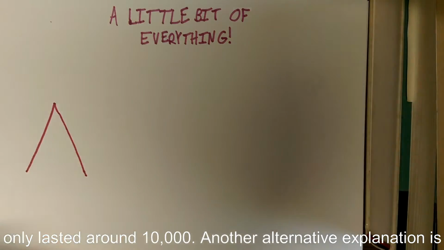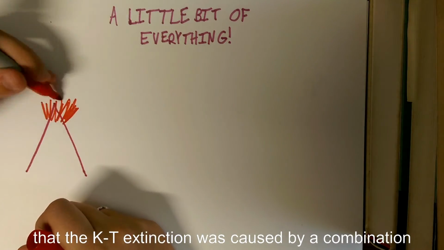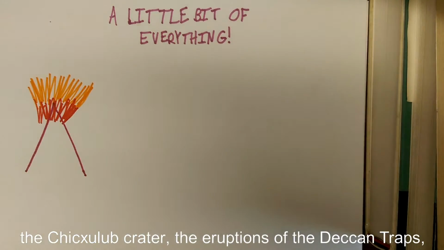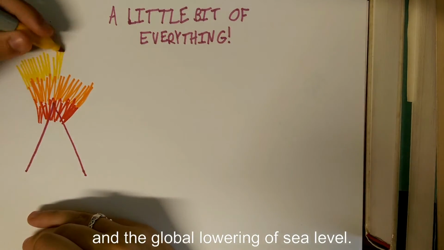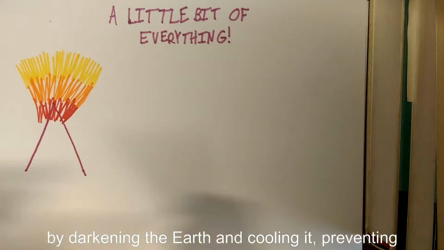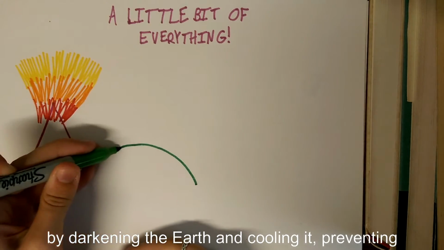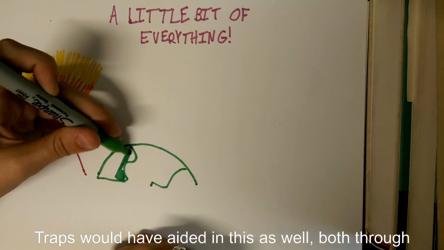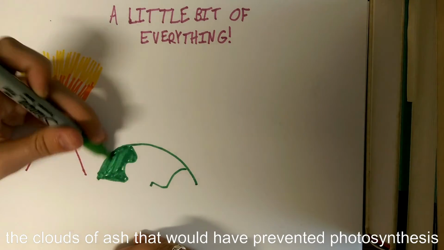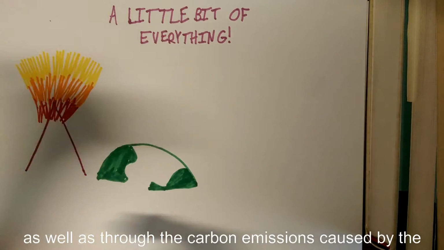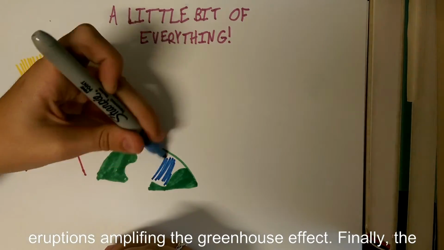Another alternative explanation is that the KT extinction was caused by a combination of factors, including the bolide impact that formed the Chicxulub crater, the eruptions of the Deccan Traps, and the global lowering of sea level. The bolide impact would have aided in the extinction by darkening the Earth and cooling it, preventing sunlight from passing through. The eruptions of the Deccan Traps would have aided in this as well, both through the clouds of ash that would have prevented photosynthesis, as well as through the carbon emissions caused by the eruptions, amplifying the greenhouse effect.